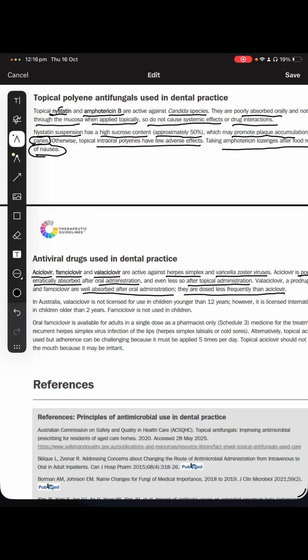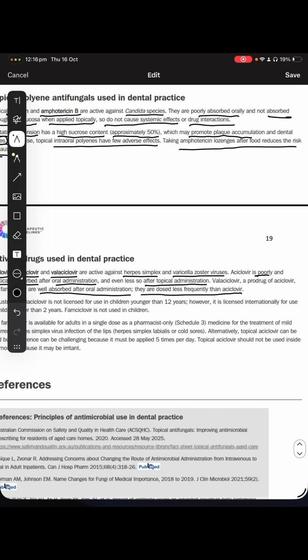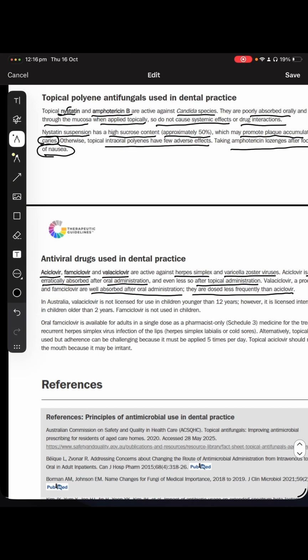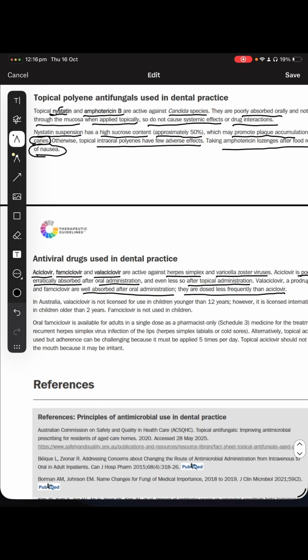In Australia, valacyclovir is not licensed for use in children younger than 12 years. This line is very important. However, it is licensed internationally for use in children older than 2 years. Famciclovir is not used in children. So only acyclovir we can give.